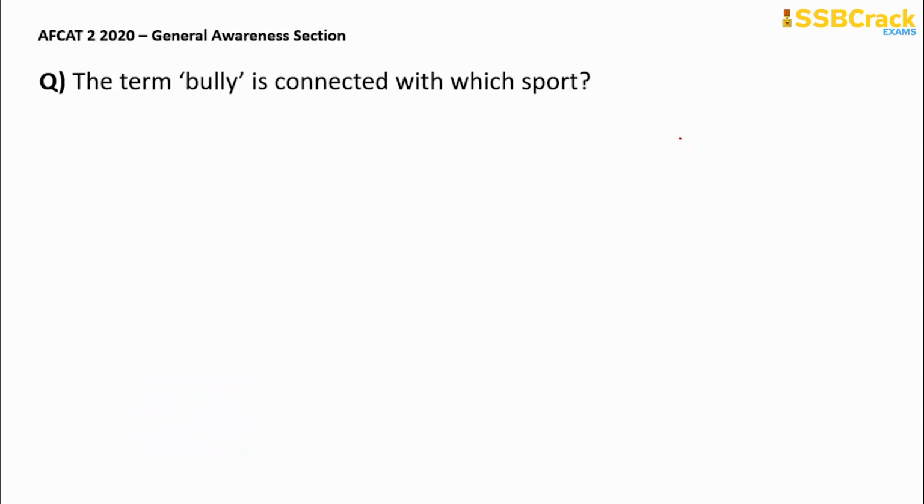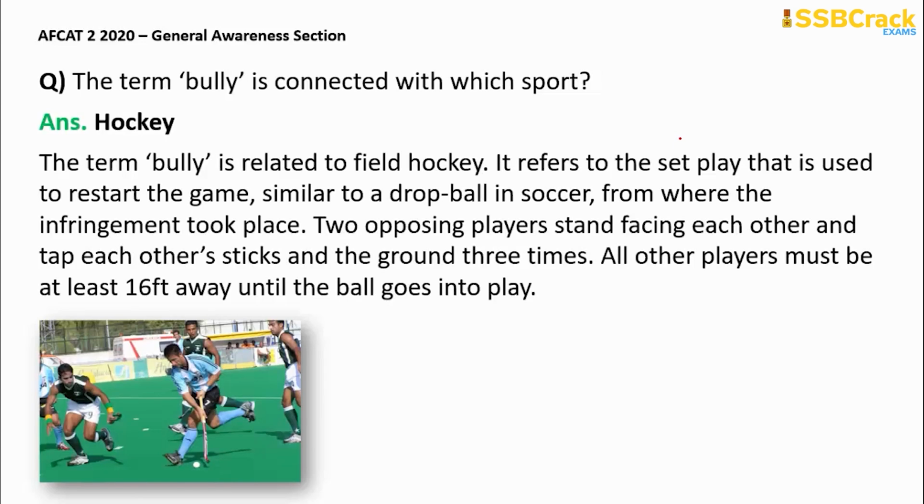Next question was, the term bully is connected to which sport? So the correct answer is that bully is associated with hockey. It is related to field hockey, and it refers to the set play used to restart the game, similar to the drop ball in soccer, from where the infringement took place. Two opposing players stand facing each other and tap each other's stick and the ground 3 times. All the other players must be at least 16 feet away until the ball goes into play. So the correct answer is hockey.